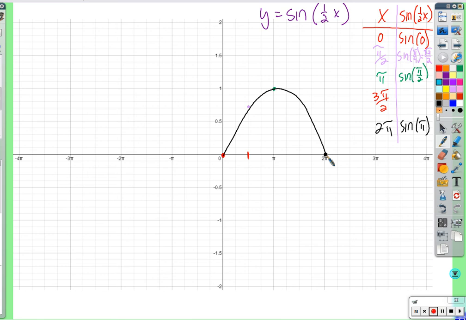So the period is longer. Twice as long. How come when you multiplied it by 2, it only went up by 1? Well, it divided it in half, though. It divided the period in half. Oh. Okay. Right.